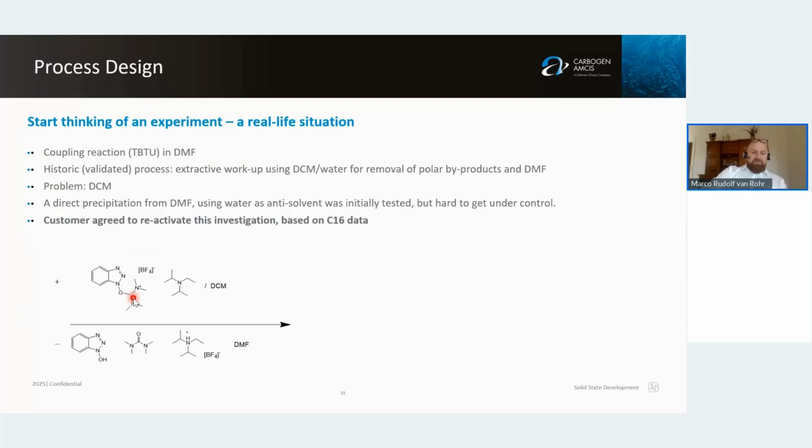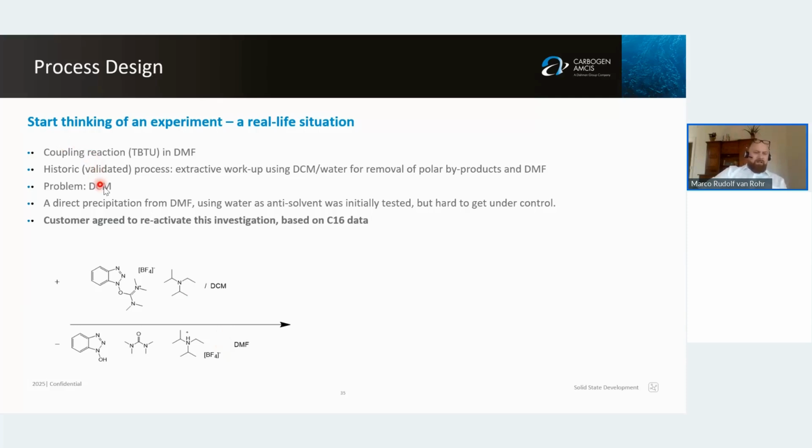Okay, based on these data, I can now start thinking of a process design. I showed you solubility data for a compound which comes out of a coupling reaction, classical peptide chemistry with TB2 and DMF. Also a little bit of base is present. This is a historic and validated process at ours, and it works with an extractive workup using DCM and water for removal of the byproducts and DMF. You see here, we start with the TB2, it delivers HOBT, this urea derivative, and this DIPEA salt.